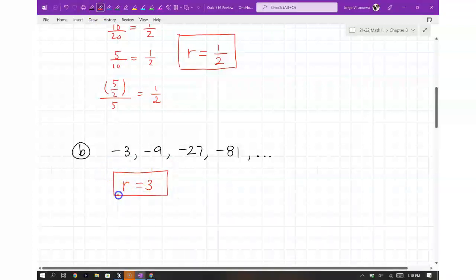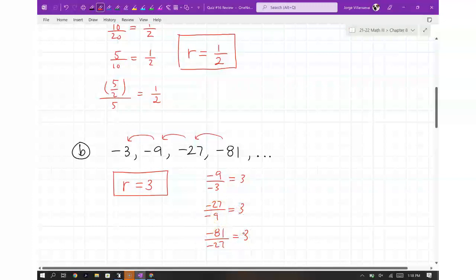Okay? And just to show you, negative 9 divided by negative 3 is 3, right? We're just dividing this way. Negative 27 divided by negative 9 is 3, and negative 81 divided by negative 27 is also 3.